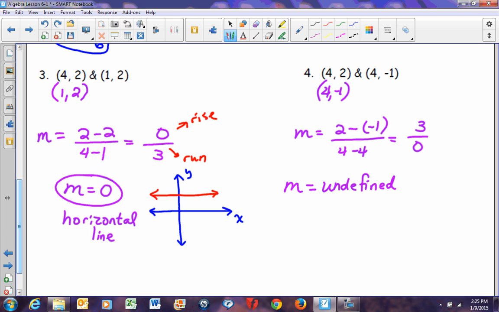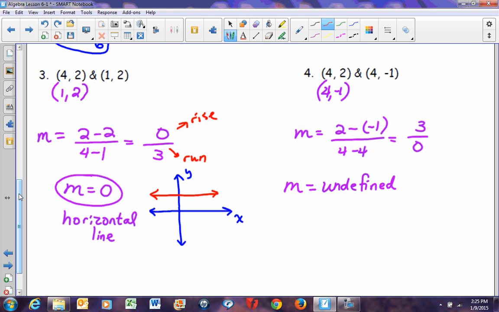Remember, in the previous problem, a slope of 0 over 3 says I have 0 items, I'm going to divide them between 3 people. Each person gets no items. That's reasonable. Here, I've got 3 items and I'm going to divide them between nobody. I have nobody to divide them between. You can't divide them up between people that don't exist. Therefore, it is undefined.